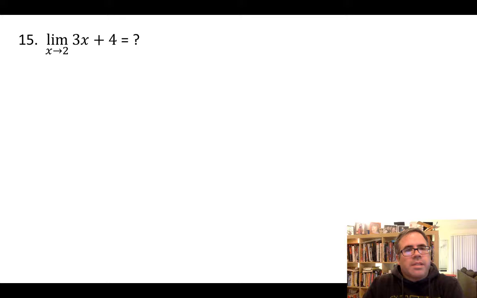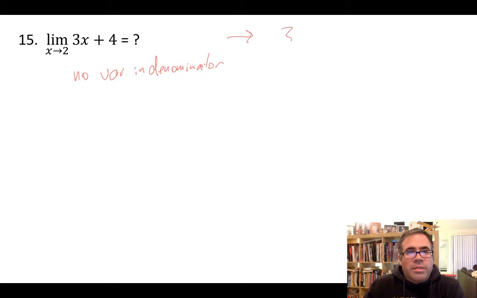Moving on. This is a straightforward limit problem. We want the limit as x goes to 2 of 3x plus 4. There's no complications here. Like, there's no variable in the denominator. This is a straightforward linear function, so the way of evaluating this limit is to just plug it in. You get 3 times 2 plus 4, which is 6 plus 4, which is 10.